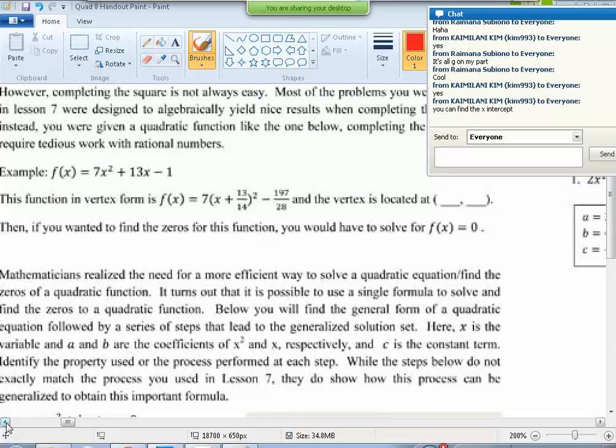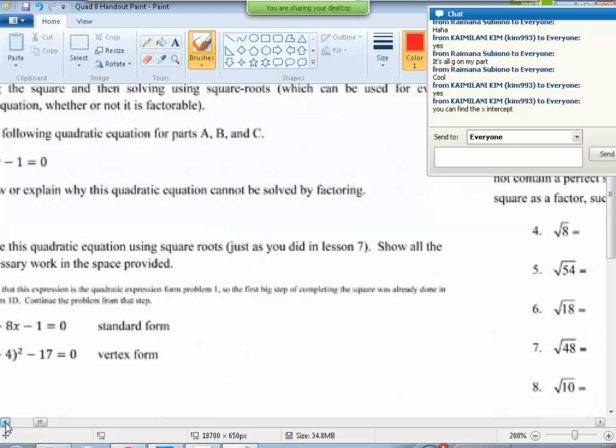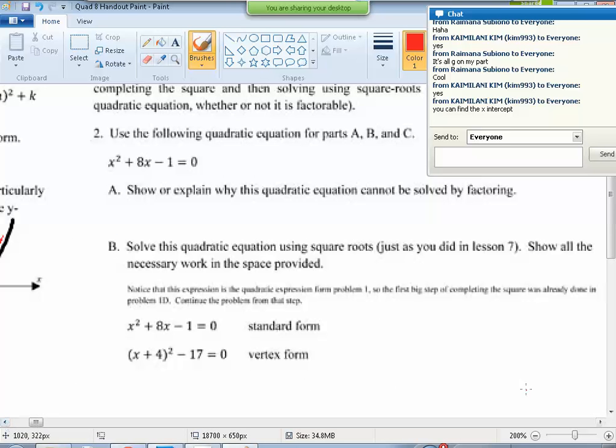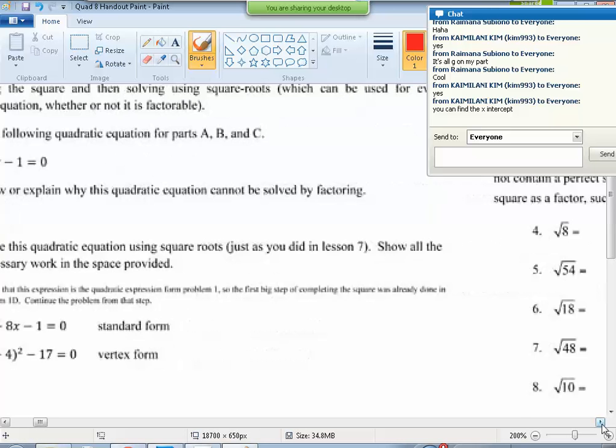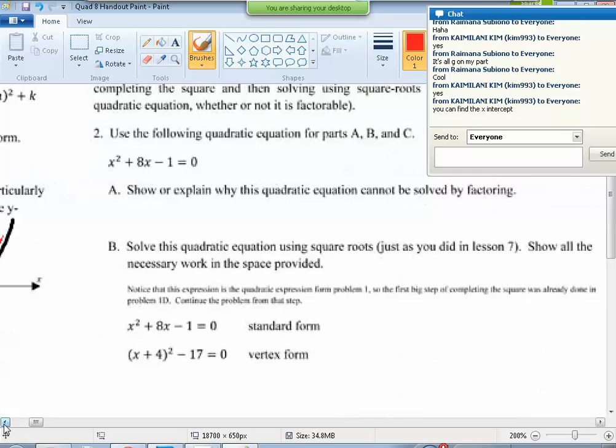All right. Use the following quadratic equation for parts A, B, and C. So here's what we're gonna do. You guys ready? This is page 2. X squared plus 8x minus 1. Why can that not be factored? Well, because there are no numbers that multiply out to be 1 or negative 1 and add to 8. You can't factor it. That's the answer to that one.